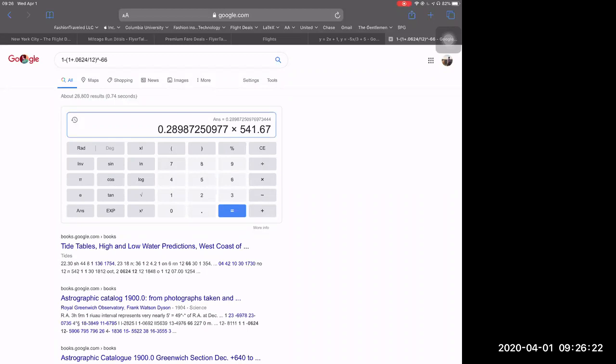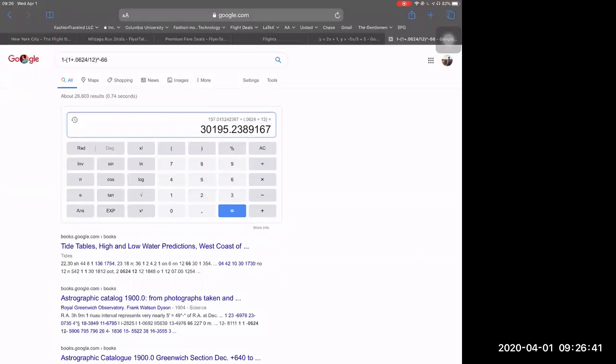Then it's this, so you hit equals, and then you divide, and don't forget the parentheses, 0.0624 divided by 12 equals, and see, that's the exact number that I got. Does anybody need to see that again?